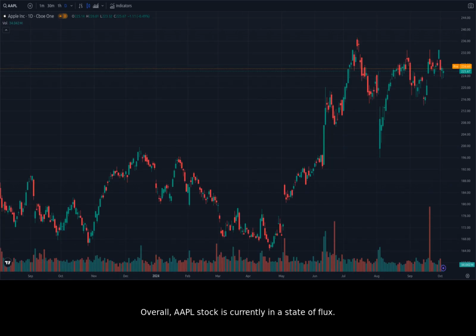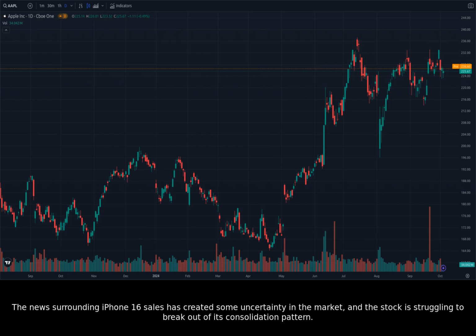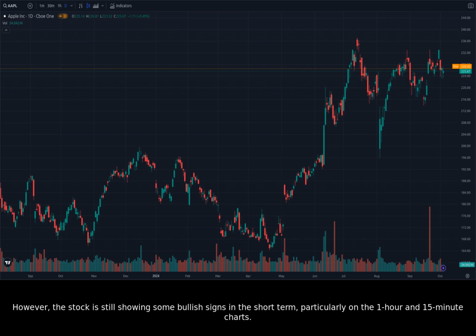Overall, Apple stock is currently in a state of flux. The news surrounding iPhone 16 sales has created some uncertainty in the market, and the stock is struggling to break out of its consolidation pattern. However, the stock is still showing some bullish signs in the short term, particularly on the 1-hour and 15-minute charts.